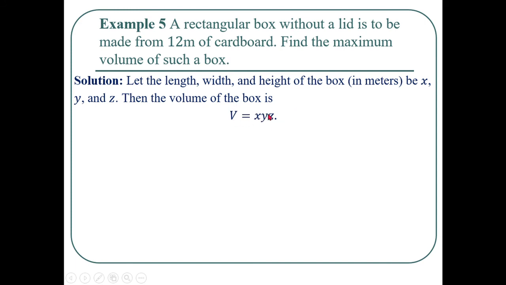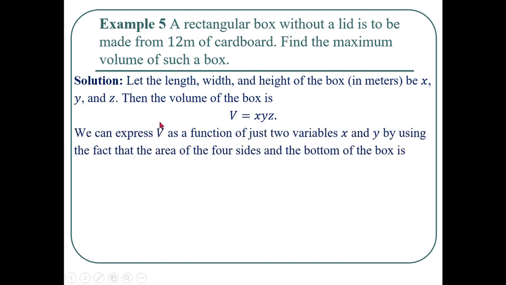Now this is a function of three variables. We have to reduce it into a function of two variables only. What we have been given is that a rectangular box without a lid is to be made from 12 square meters of cardboard, which means the surface area of that box will be 12 square meters. We can express V as a function of just two variables x and y by using the fact that the area of four sides and the bottom, that is called the surface area of the box, is equal to 12 square meters.